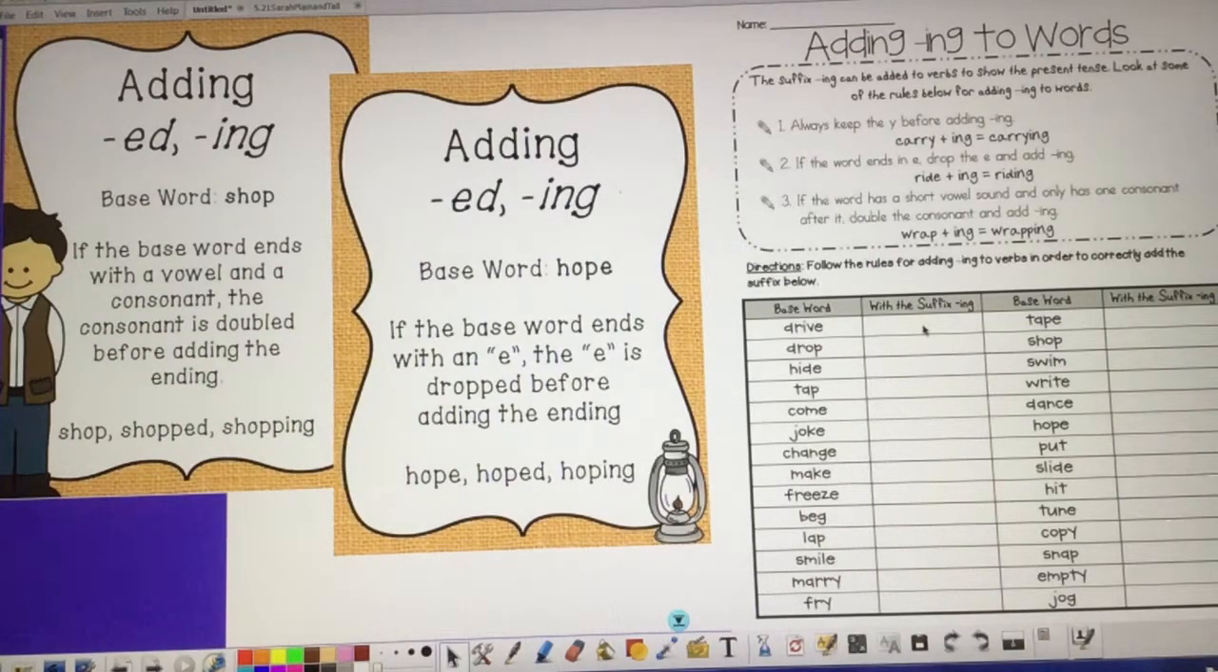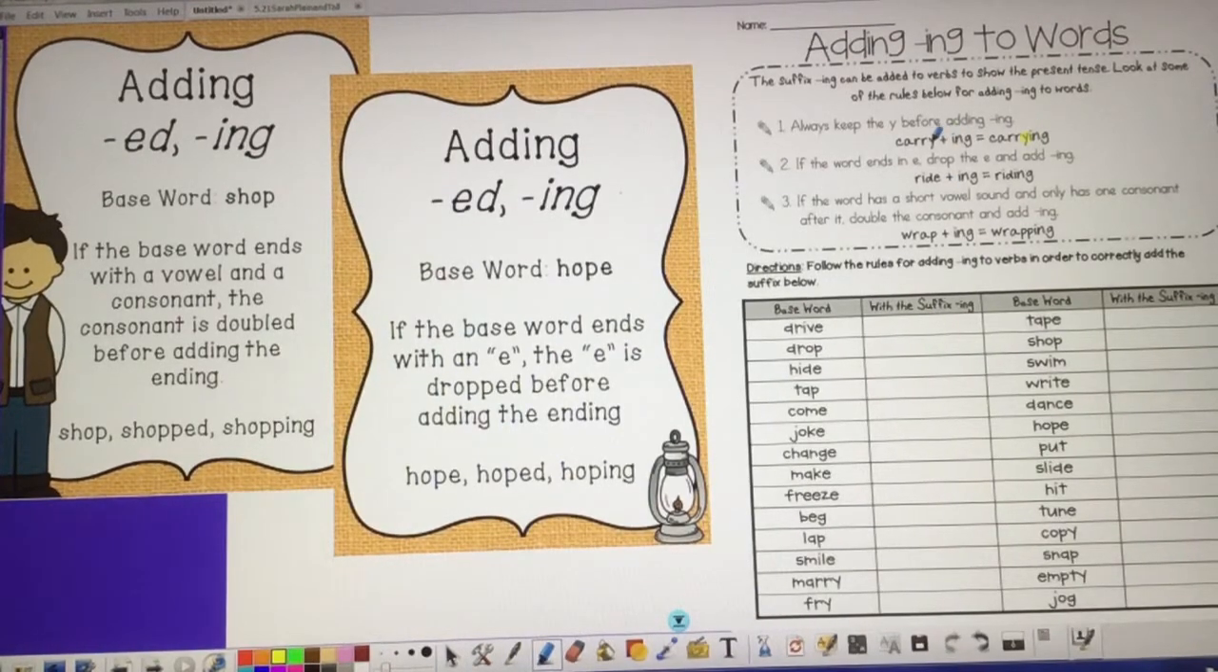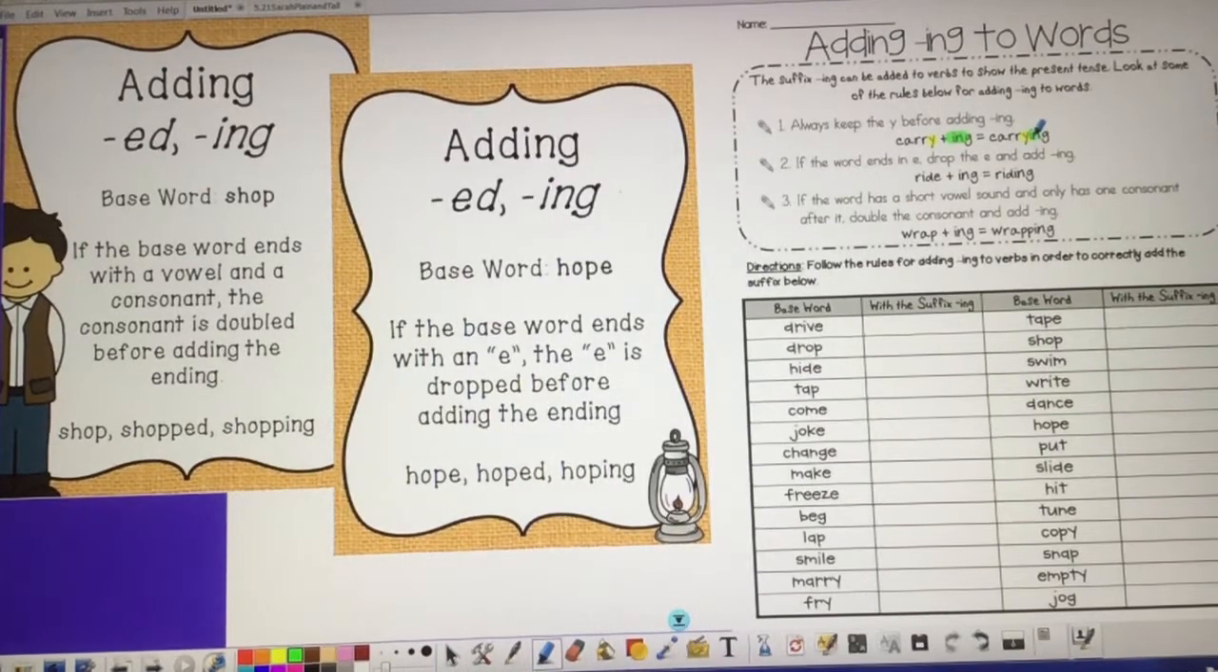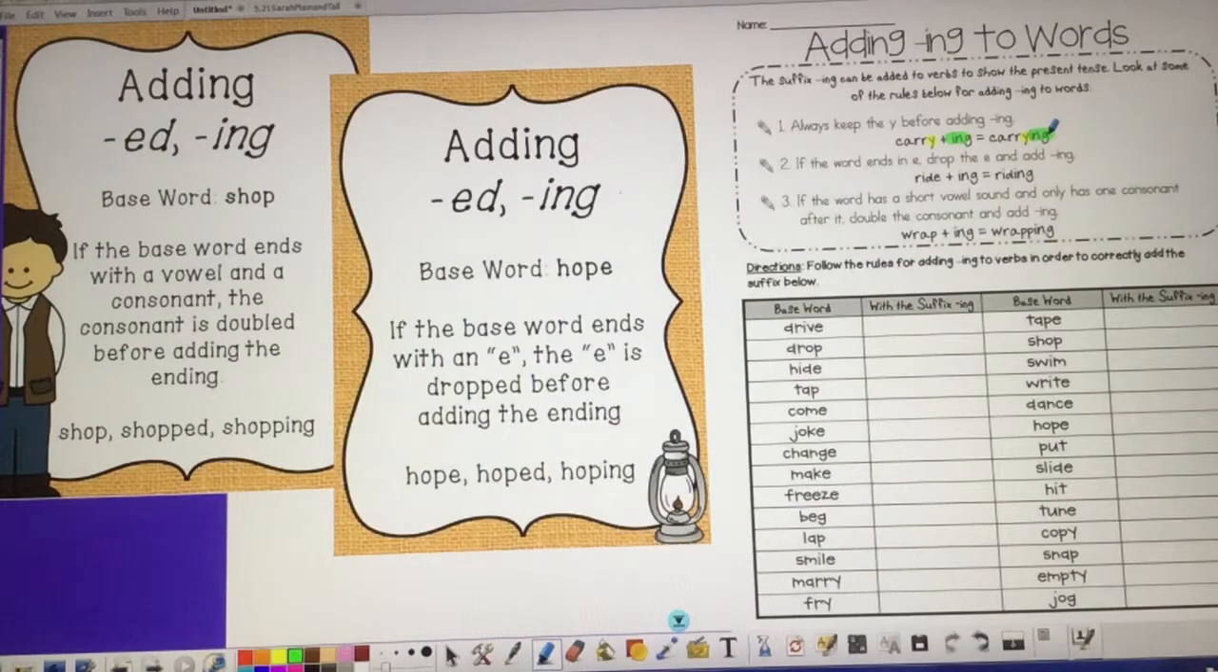Now, with your worksheet, it gives you 3 rules for talking about the ING with the present tense. Always keep the Y. It's something that's so different. We're so used to dropping the Y, adding an IED. Not on this worksheet. We're talking about ING. So keep the Y, and then you're going to add ING. See how it kept the Y, and then it added ING. Okay, if the word ends in E, we talked about this, we're going to drop the E. So we drop the E and just add ING. So I dropped the E and added ING.